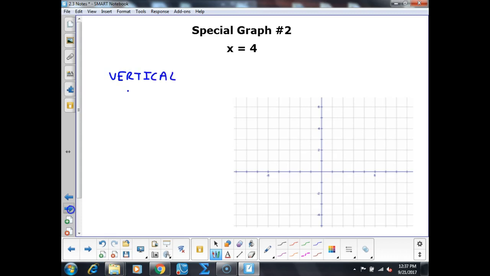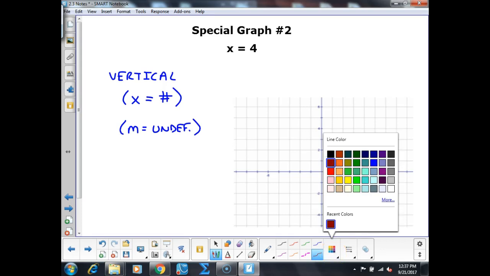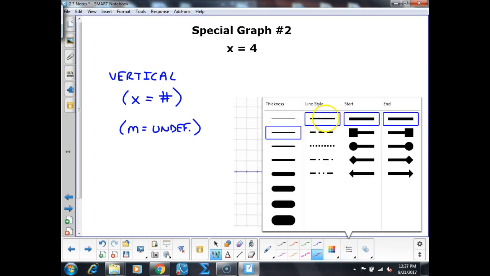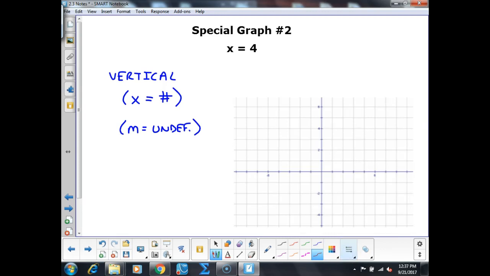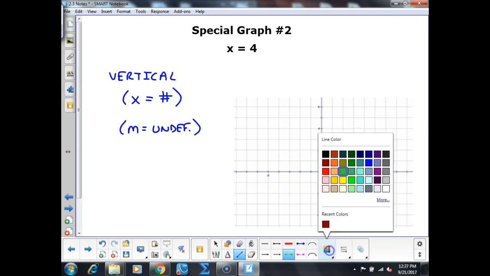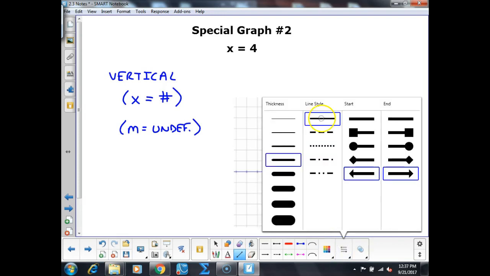Graph. And so all vertical graphs are going to be of the form x equals some number. And all of these are going to have undefined slopes. So this one would not have a y-intercept. It's this way. That's what I wanted. That's why it was already chosen for me.